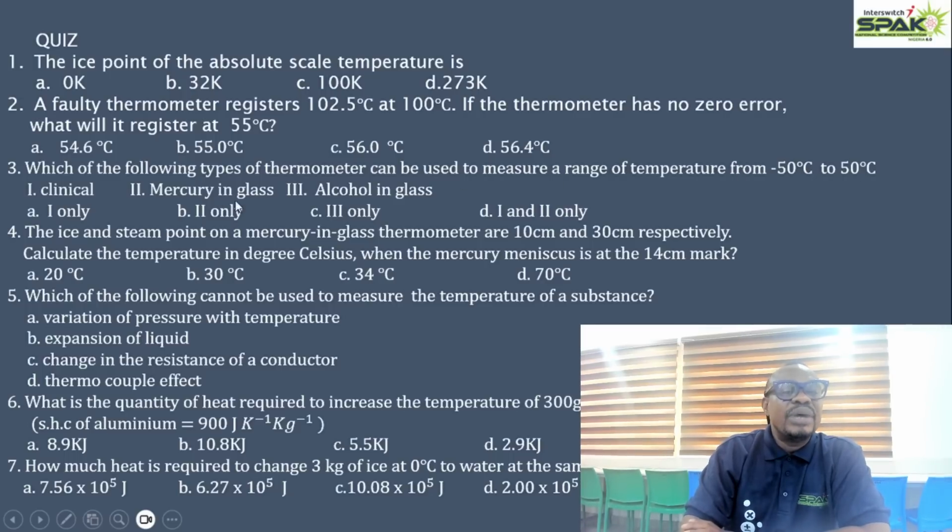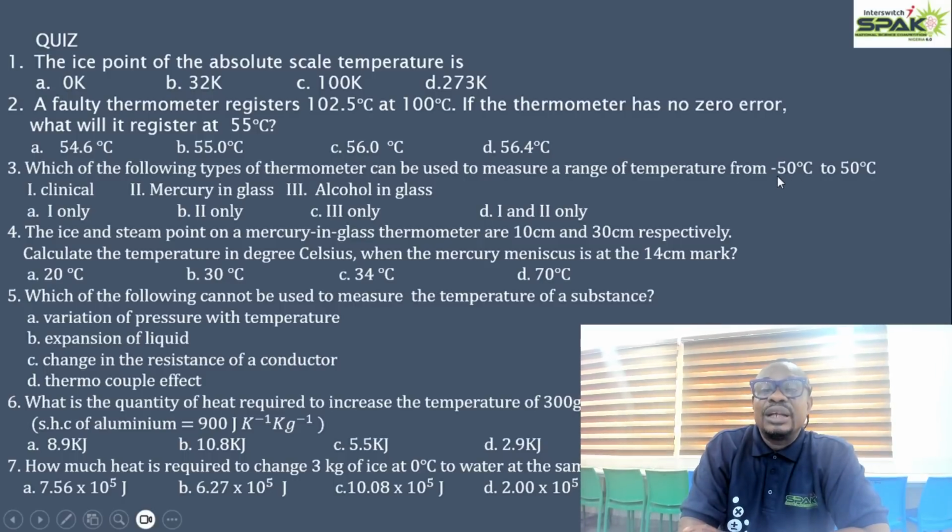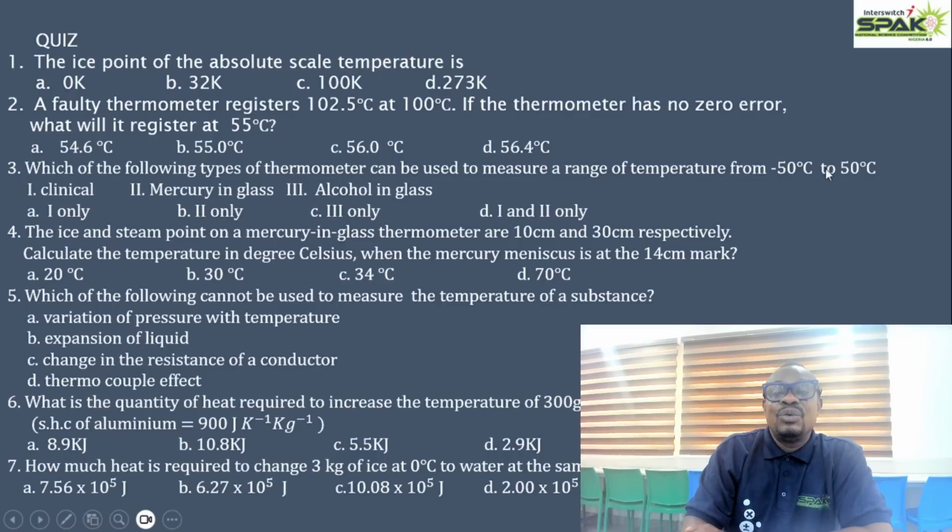So let us go to the mercury in glass thermometer. Can we use this to measure a lower fixed point? For mercury in glass, the lower fixed point is minus 39 degrees Celsius. So we cannot go lower than that for mercury in glass. Though we can use it to measure this point here, we cannot use it to measure lower than this. So mercury in glass is out of it.